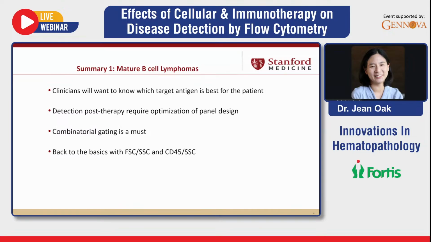And lastly, because we are losing our routine lineage markers, it is really imperative that you learn and pay a lot of attention to the basic CD4 side scatter and CD45 side scatter gates, which will not be affected by immunotherapy.